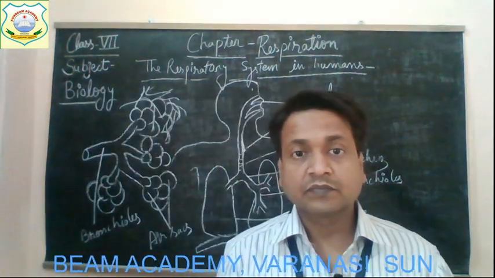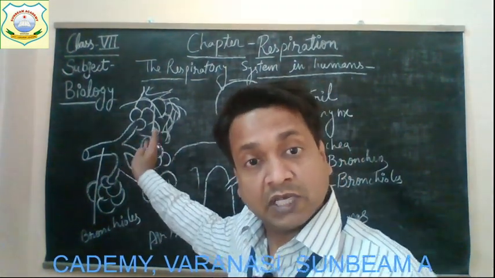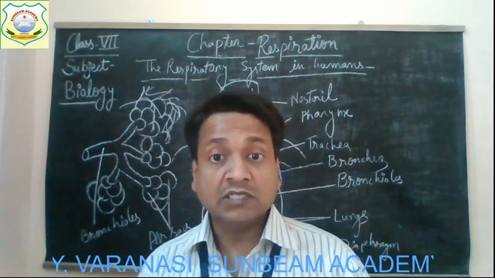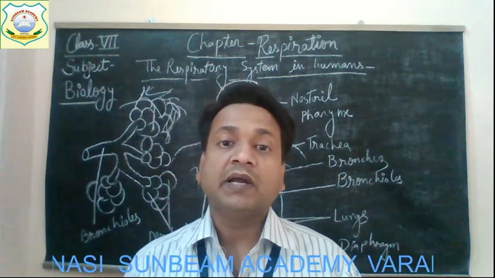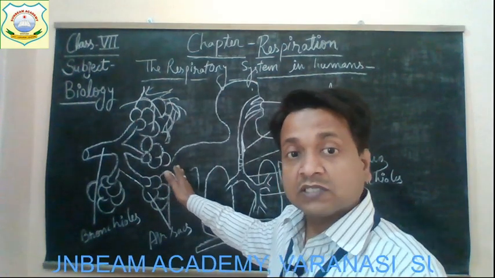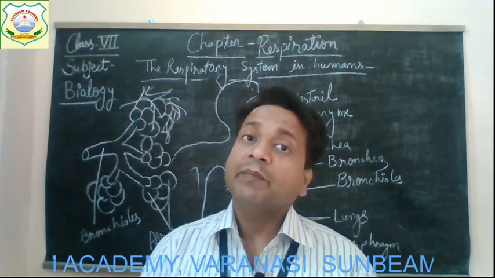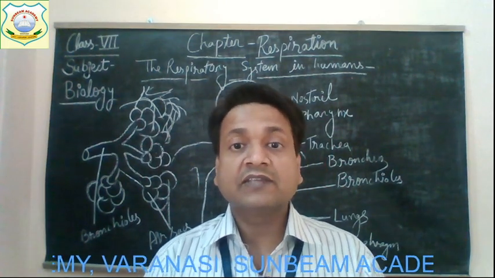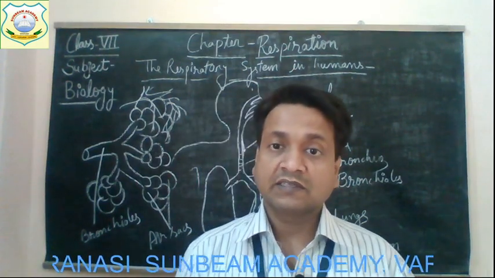Alright, children. So the air we breathe in eventually reaches these air sacs, and the sacs are surrounded by blood vessels. So the oxygen which is present in the air we breathe in goes into the blood contained in blood vessels. And the carbon dioxide which is present in the blood as the waste product of respiration passes out of the blood into the air sacs. So here the gases get exchanged, and thus the exchange of gases takes place in the lungs.